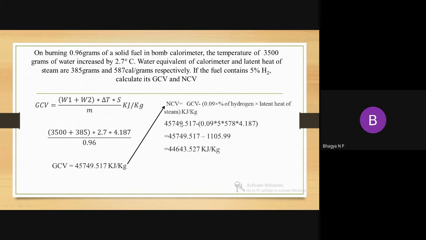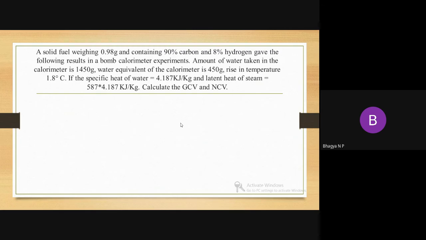So in this way, we have to solve this problem. Now we'll move on to the second problem. The second problem is also the same. The solid fuel weighing 0.98 gram and containing 90% carbon, 8% hydrogen gave the following results in the bomb calorimeter experiment. All the data is given in this.